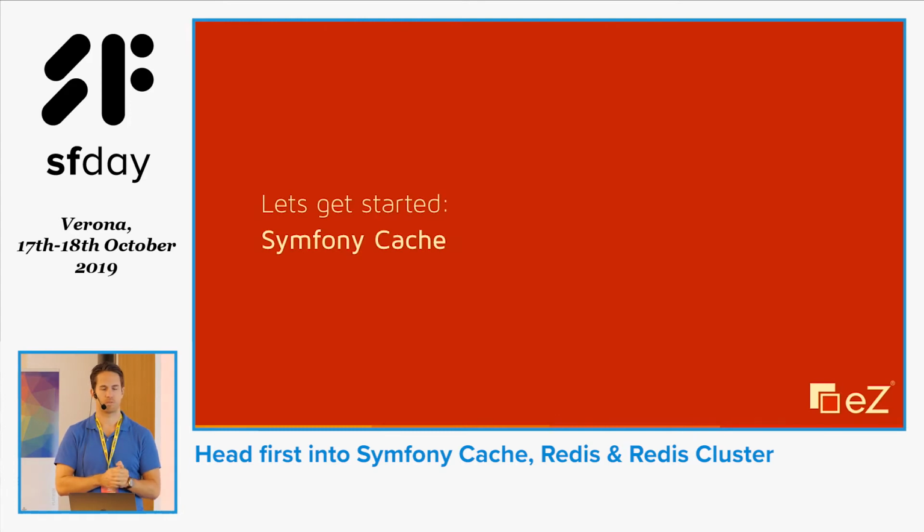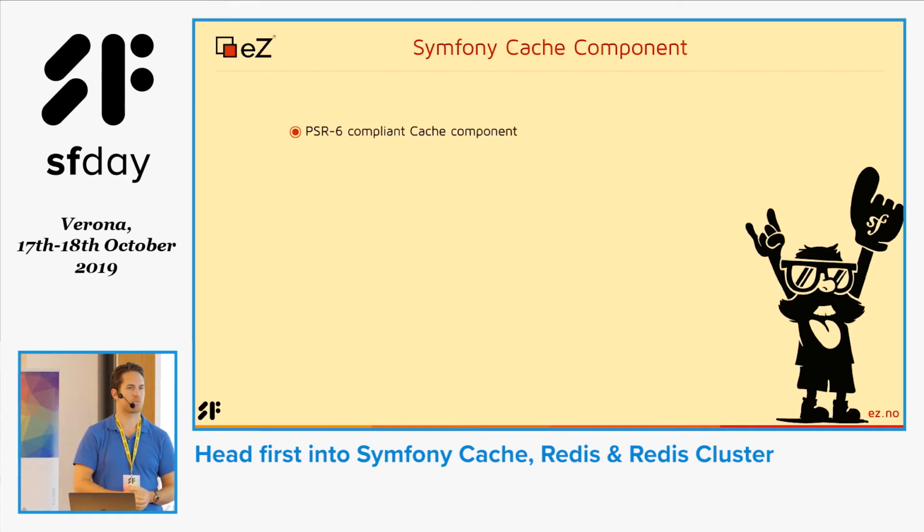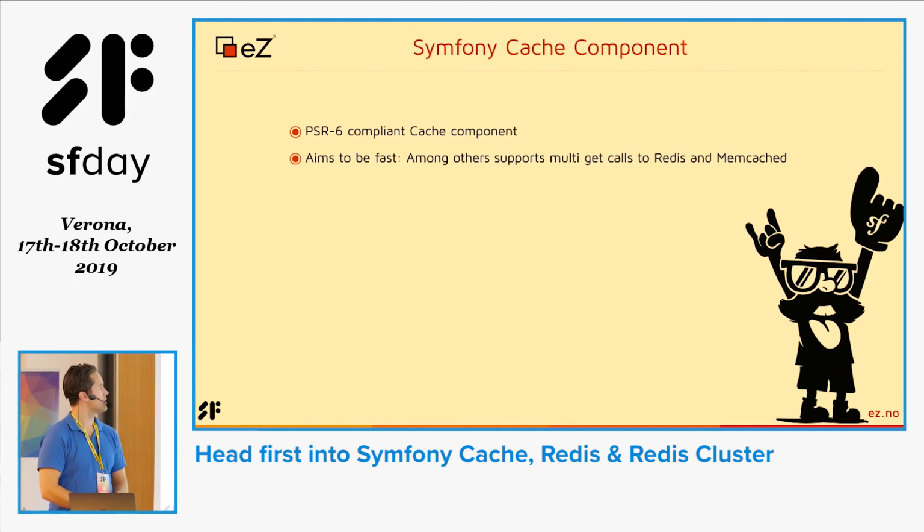So let's jump into some theory. Symfony Cache. Since not so many of you have used it, it's good to go over the basics of what it is. It's PSR-6, so the standard within the PHP community for cache components. It also supports PSR-16, which is another standard, but that's not so important here. It aims to be fast compared to others. That's at least the aim, so when you ask for several keys, it will try to make sure that goes over one call to the backend, for instance, and stuff like that.